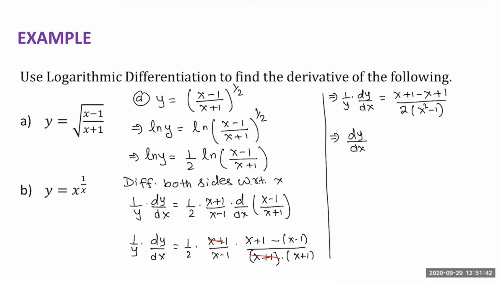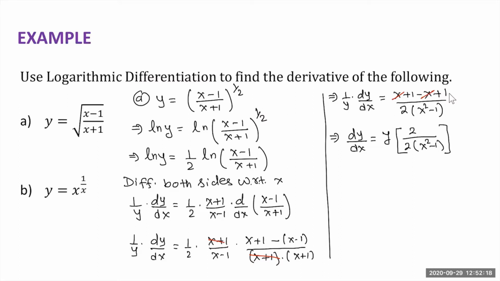dy over dx is equal to, see, here is 1 over y. So in order to get rid of 1 over y, we have to multiply by y on both sides. If I multiply by y on the left hand side, y gets cancelled. If I multiply on the right hand side, it will be y times, in the numerator, if you look at the numerator carefully, you have a negative x and positive x. That is x minus x, 0, so they get cancelled. And we have 1 plus 1, which is 2 over 2 times x squared minus 1.